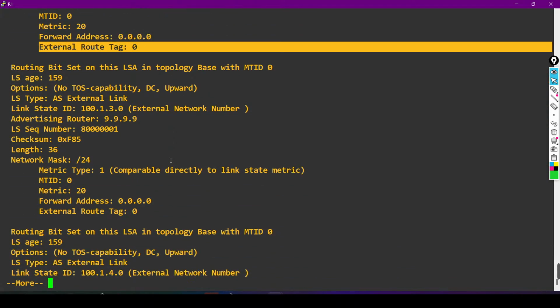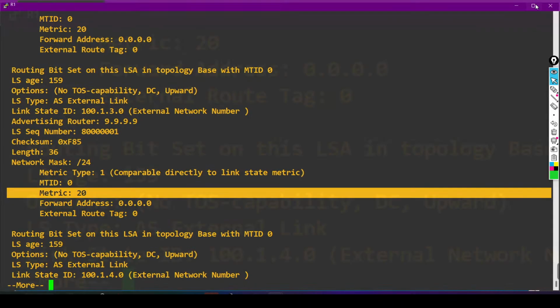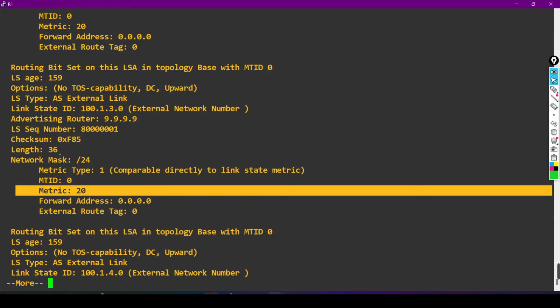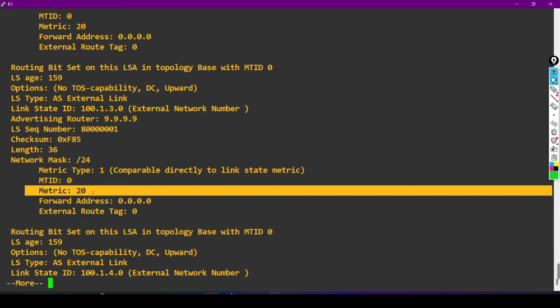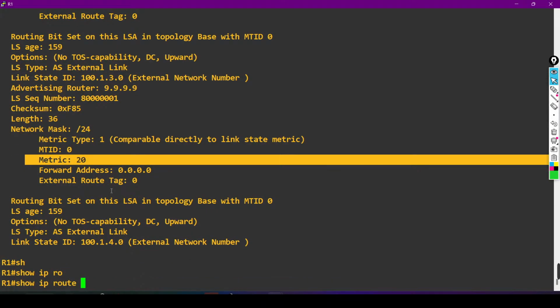Are these things clear so far? Done, sir. So actually these routers are getting external prefixes with metric 20, and when we were using type 2, at that time the router was installing the routes with metric 20, yes or no? But now it is installing the external routes with the total metric. So show IP route OSPF.